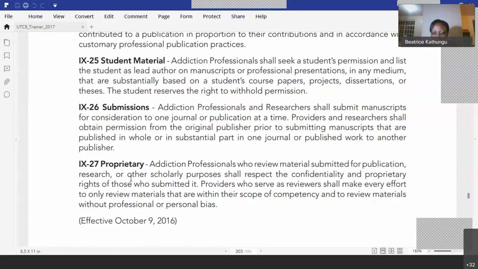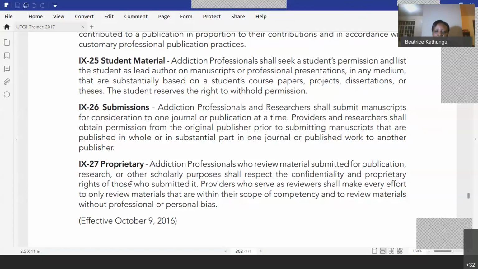I have seen, again, this being abused significantly, where people submit proposals for grant funding consideration, and those who are reviewers end up taking those ideas and going to work with them elsewhere. I have seen people who have been appointed to review material for publication actually using that for their own good. So all these things is what this standard is telling us.